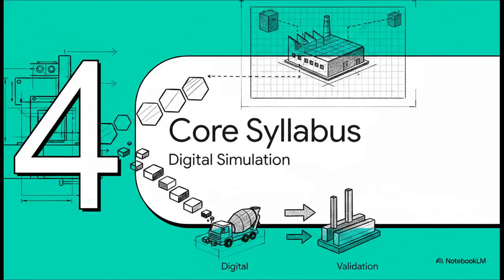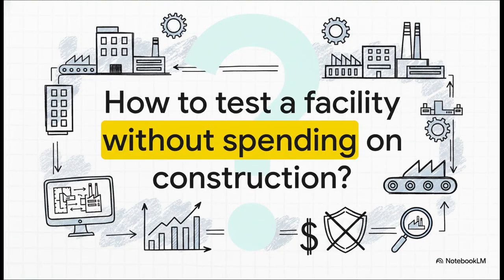Next up, part four of our core syllabus, digital simulation and twins. So, you've got a layout design, but you don't just go out and start pouring concrete. You have to validate it first. I want to pose a direct question to you. How do we test a massively complex industrial facility without spending a single dollar on construction?